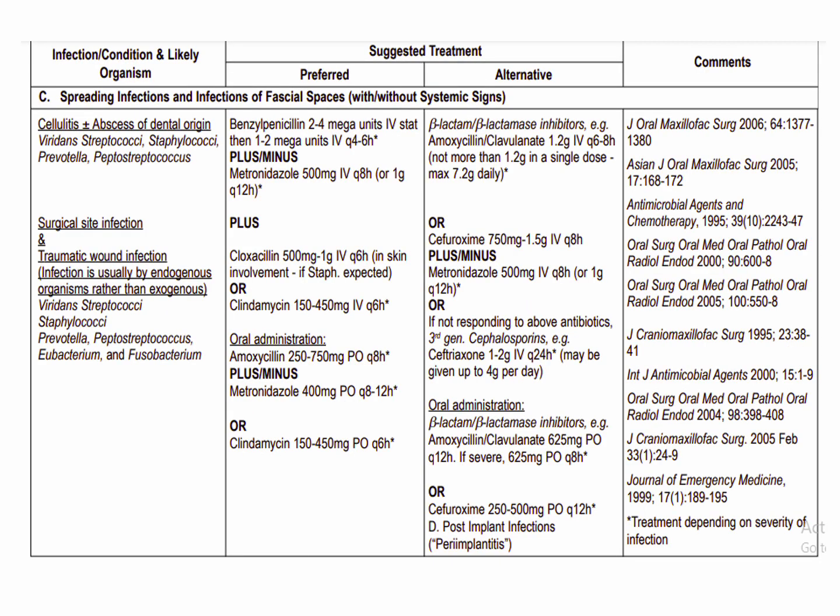For infection of deep facial space, with or without systemic signs, for example, in the case of cellulitis or abscess of dental origin, we can give IV benzylpenicillin with or without IV metronidazole. Plus we can give cloxacillin IV, or clindamycin if the patient is allergic to penicillin. And if we are giving oral administration, we can give amoxicillin with or without metronidazole, or if the patient is allergic to penicillin, we can give clindamycin.